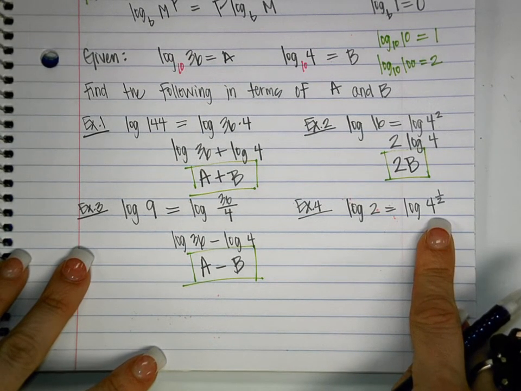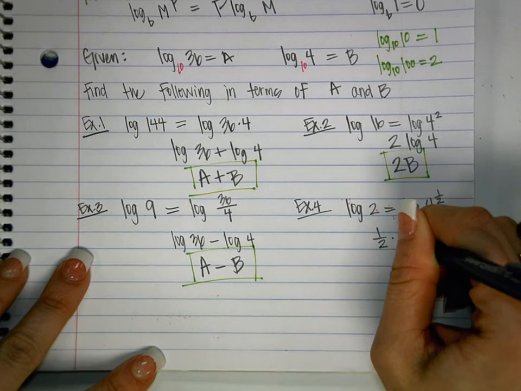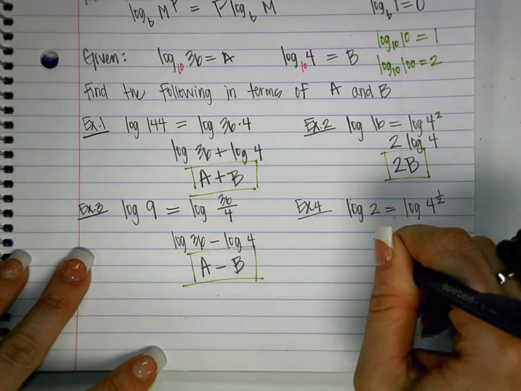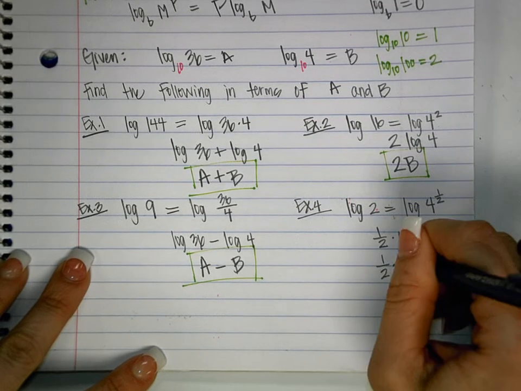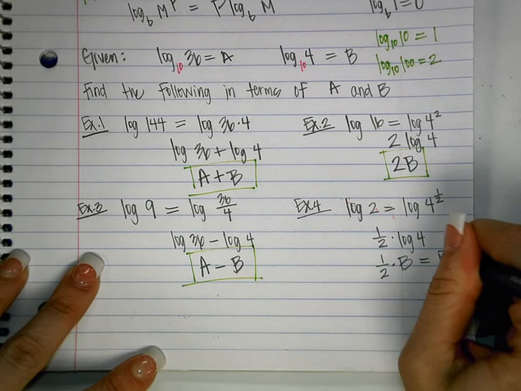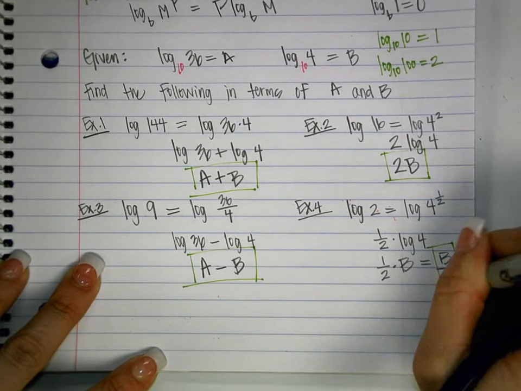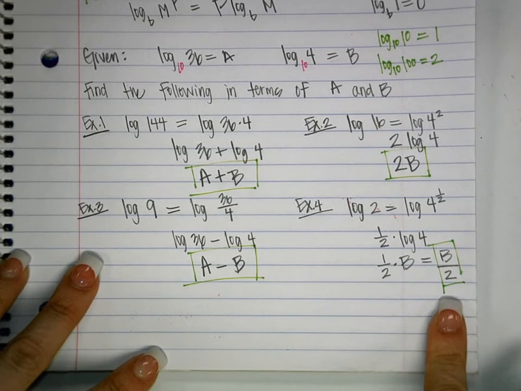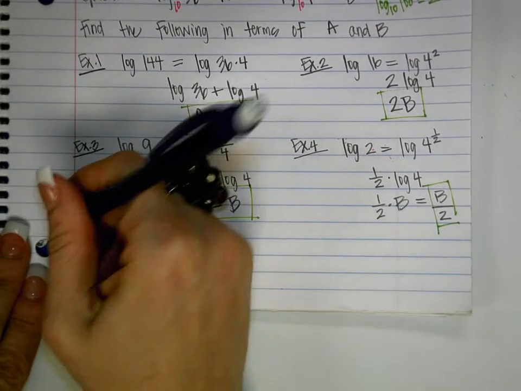From here, what rule can I use? The power rule. So it walks to the front. So 1/2 multiplied by log 4. So that is 1/2 times, what is log 4? B. And instead of writing it as 1/2 B, you're going to write it as B over 2. I actually do want you to multiply it through. So that would be B over 2. See how I did that? Okay, 2 more. We'll be done.